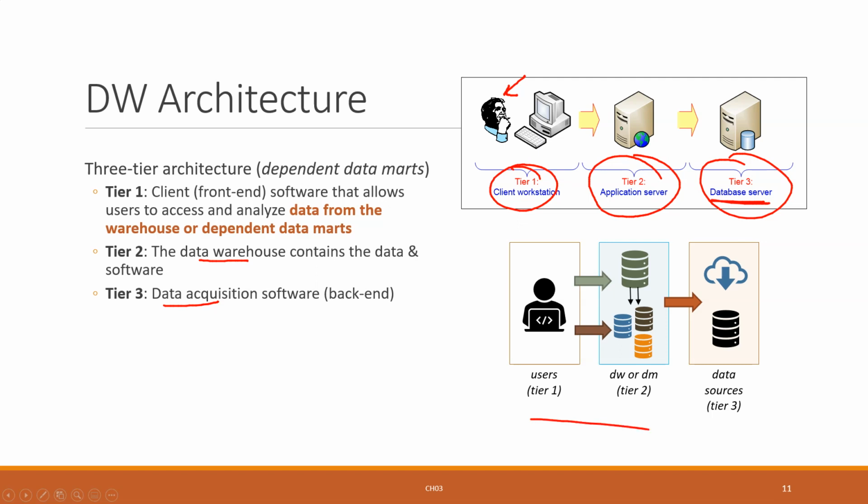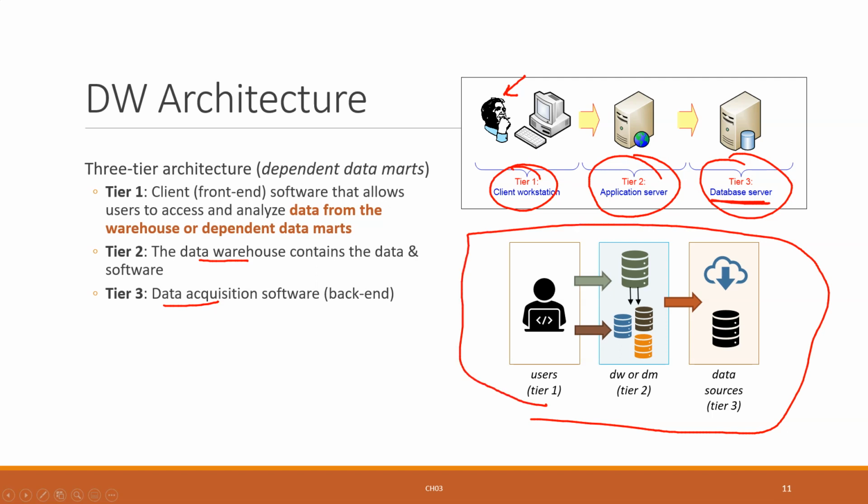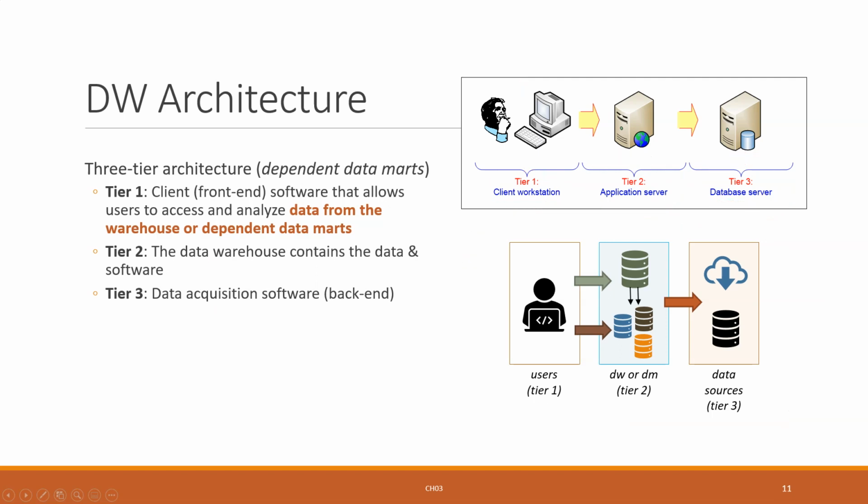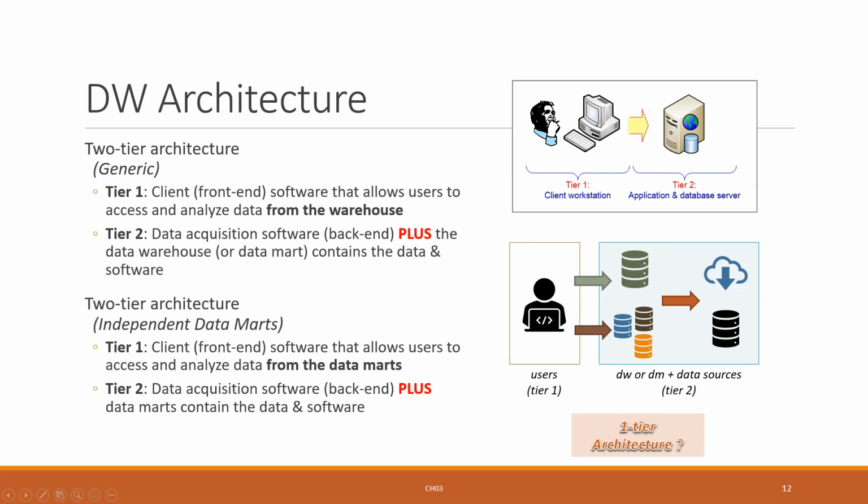And so I have a little diagram at the bottom. I think this diagram simplifies what's posted above a little bit cleaner. So we have our users, we have our data warehouse or data marts, and then we have our data sources. When we look at these architectures, we can also break these down into a two-tier generic, where the user may access the data warehouse, but the data warehouse and the data acquisition are in the same tier.